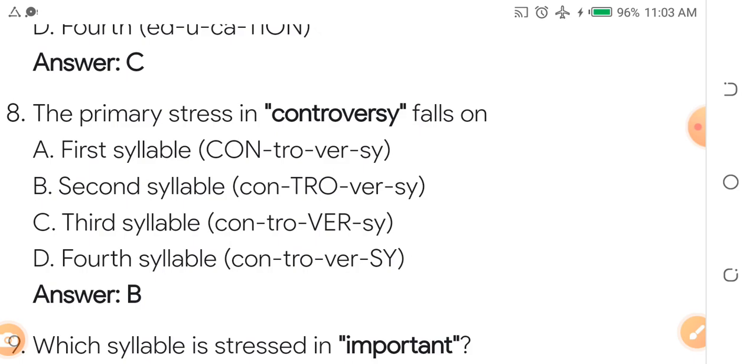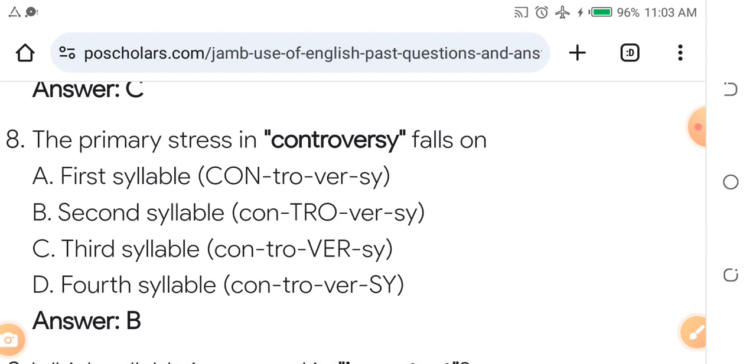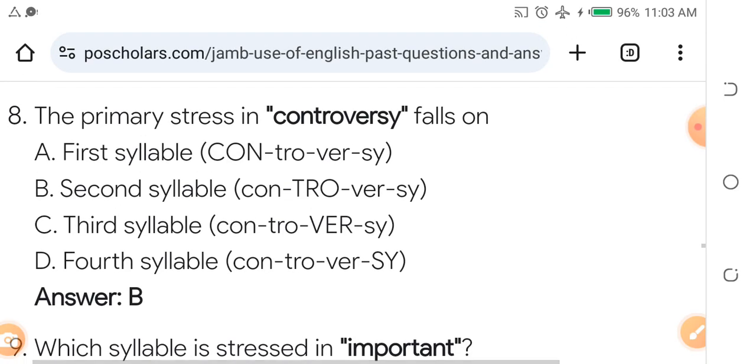The primary stress on controversy is what? A. First syllable, controversy. Second syllable, controversy. Third syllable, controversy. Last syllable, controversy. The answer is actually B. Control.